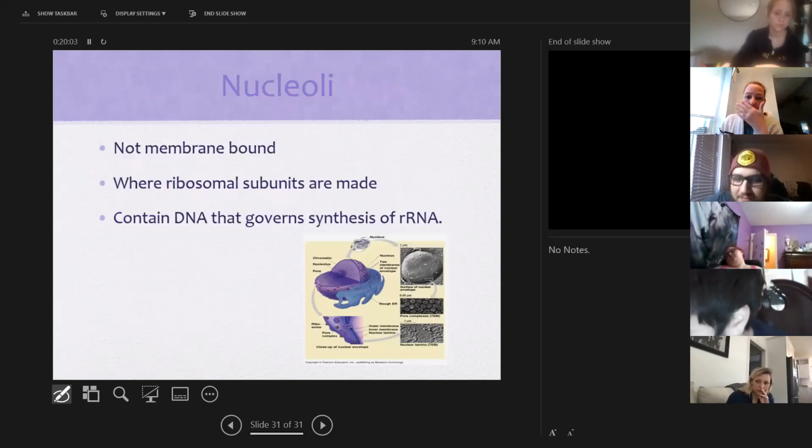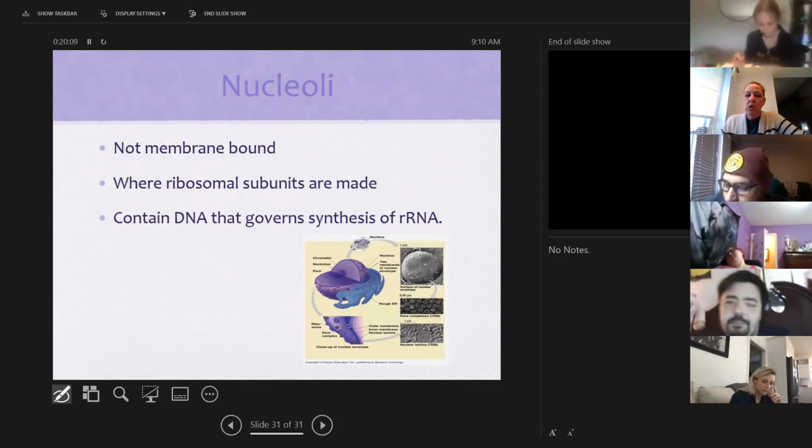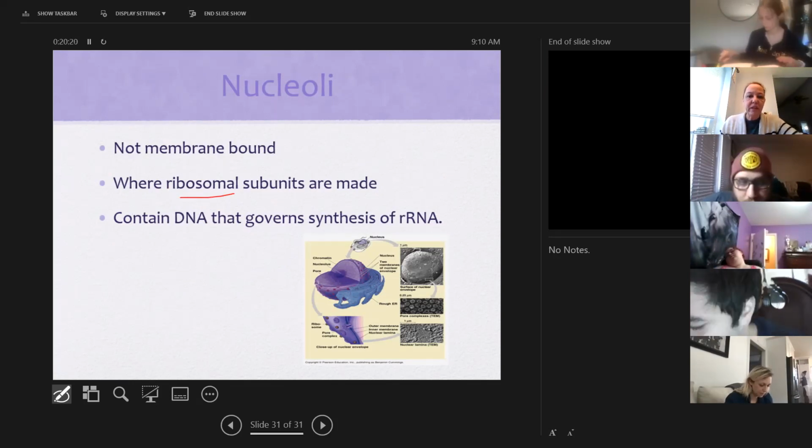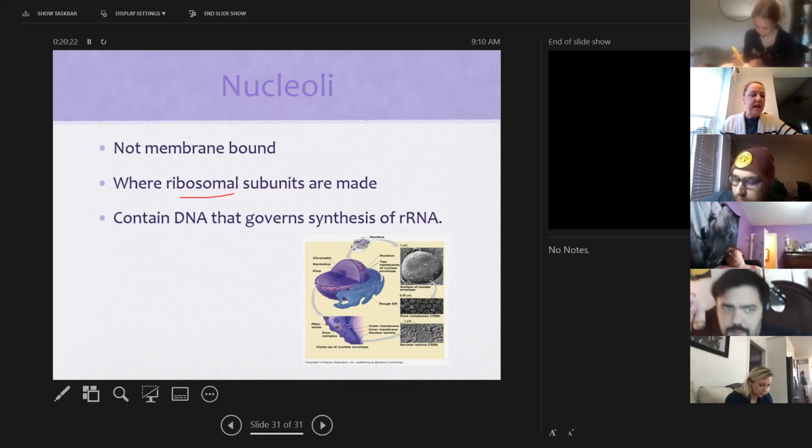The nucleoli, this is where we are creating or transitioning to our ribosomal RNA. And this is also where ribosome subunits are made. And that's all we need to know about that. And that is chapter 3 in the bag.